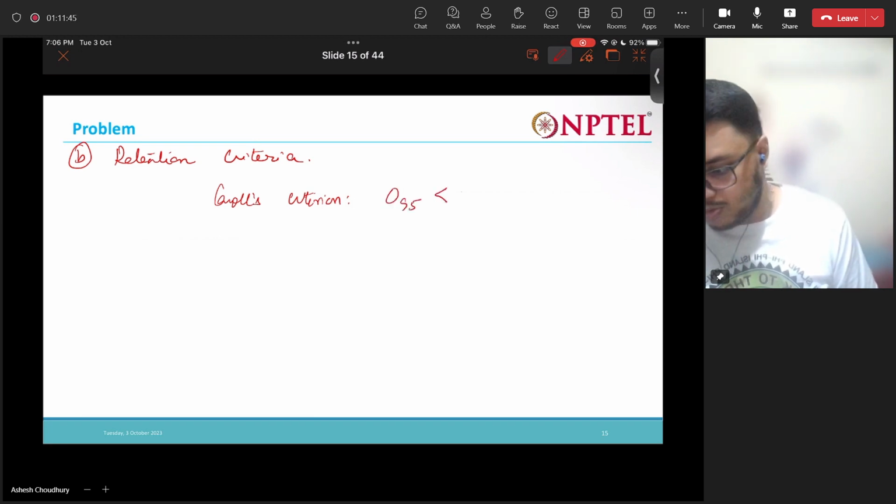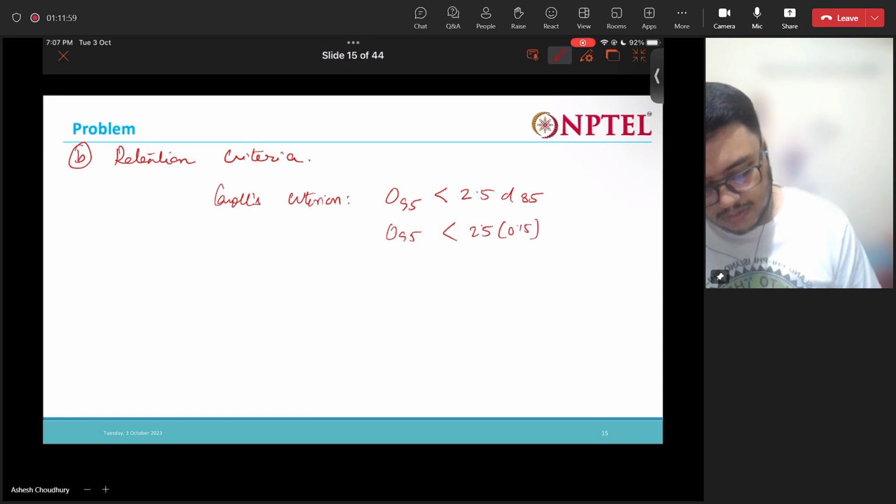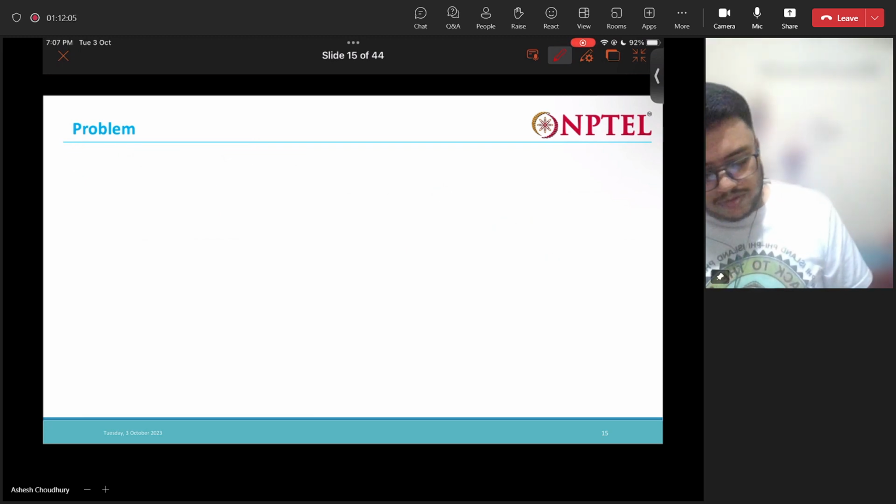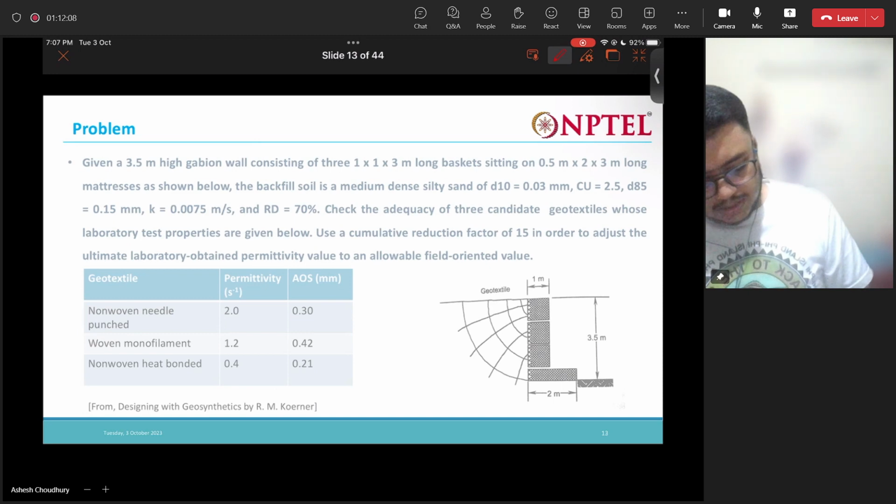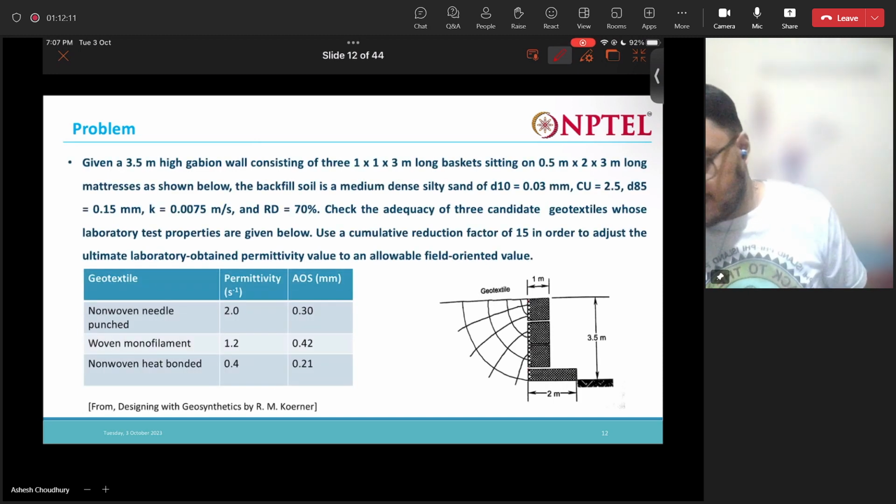This says that O95 should be less than 2.5 times D85, that is 0.15, less than 0.375. Let us see for the first geotextile. The apparent opening size is 0.30 mm. It is less than 0.375. The second one is not acceptable, it is not less than. The third one is acceptable. It is less than 3.